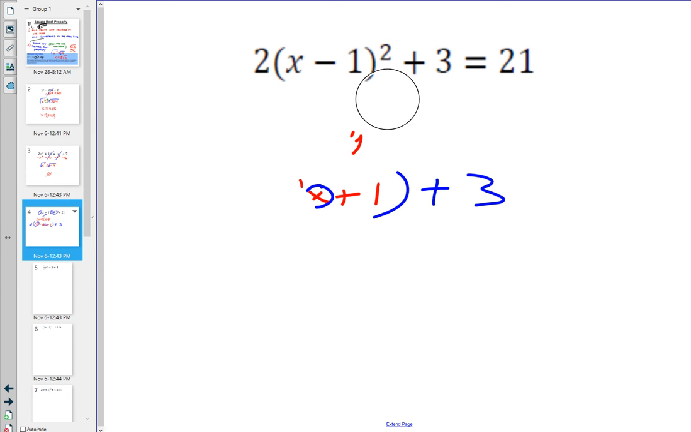What would be the first number I get rid of in order to get x by itself? The plus 3.